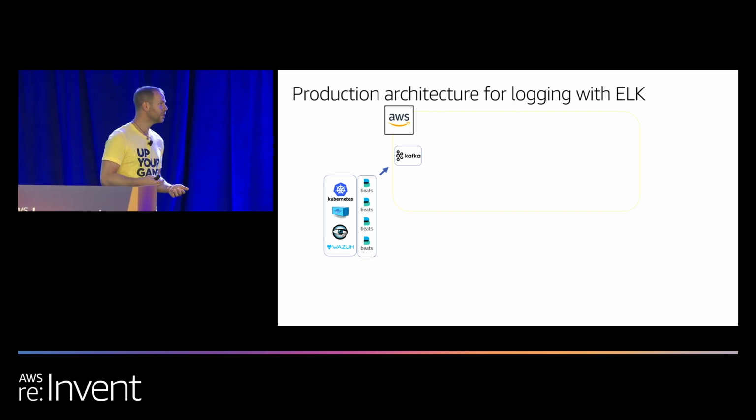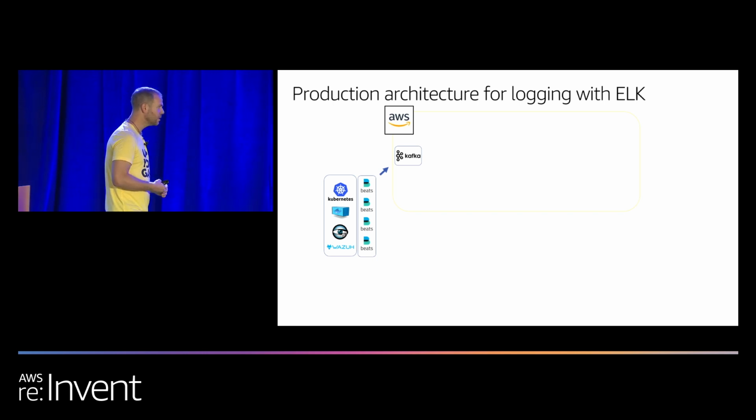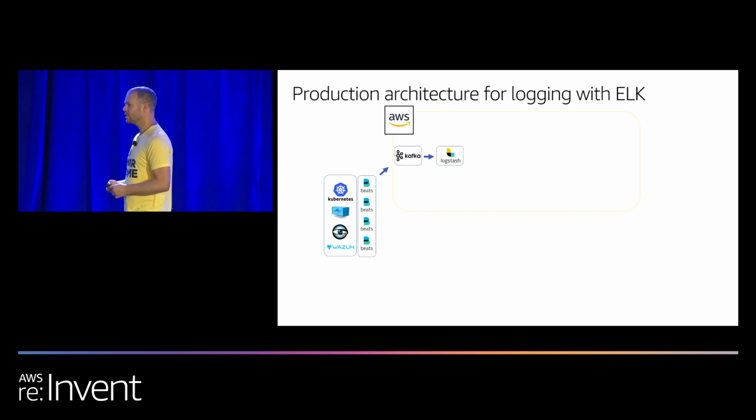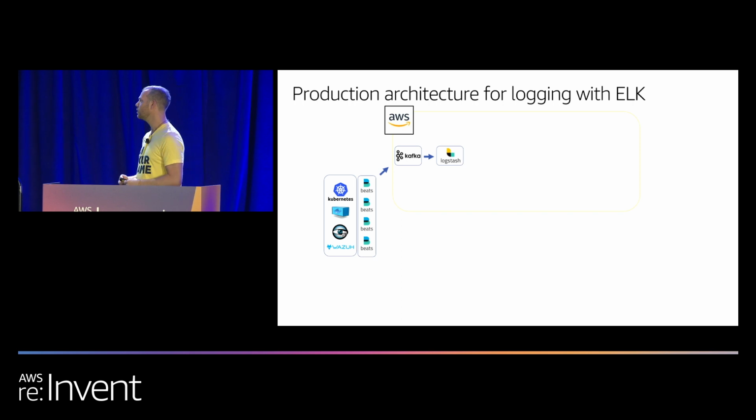There are other queues. You can pipe it into AWS Kinesis. You can use Redis. We see Kafka as being the most common one to use. Second layer is parsing the data. Logstash obviously has to be hardened and operational.